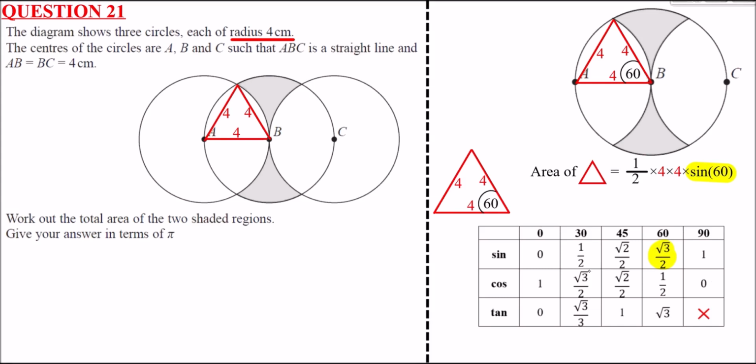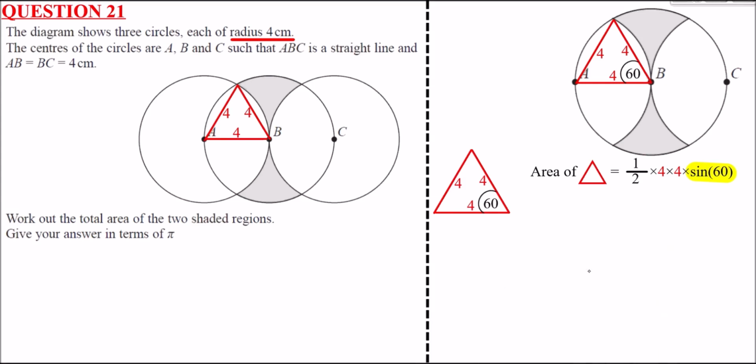So I'll say goodbye to this table now, and add in this as being root 3 over 2 instead of sine 60. So the area of a triangle is half times 4 times 4 times root 3 over 2. This can be simplified. So 4 times 4 is 16, half of 16 is 8, 8 times root 3 over 2, basically 8 times root 3 then halved, that's going to give us 4 root 3. So the area of this triangle here is 4 root 3. So I can shade in the triangle in green.